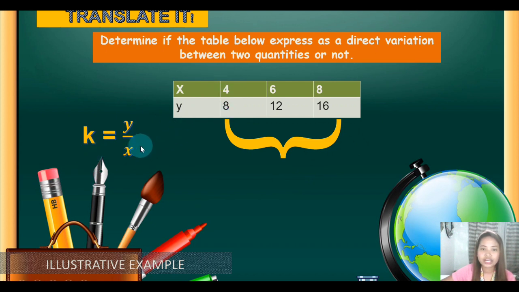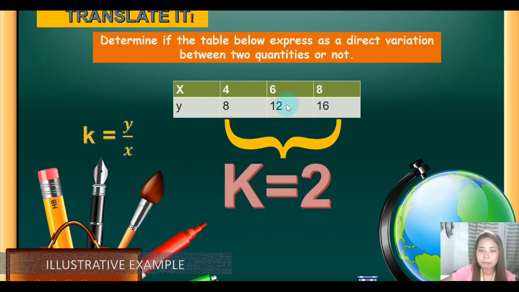So 8 divided by 4, the answer is 2. 12 divided by 6, the answer is 2. And 16 divided by 8, the answer is 2. Therefore, the values of these three paired numbers are all the same, which is 2. Now, we conclude that this table is a direct variation.